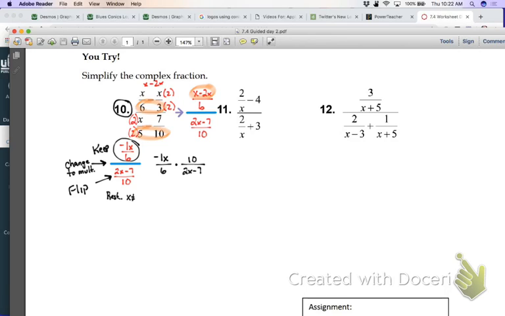Yes? Why are we doing this as opposed to... Some students struggle really with keeping everything stacked and knowing the right order. Okay? Some would rather just do keep, change, flip, and so it's really just another option.